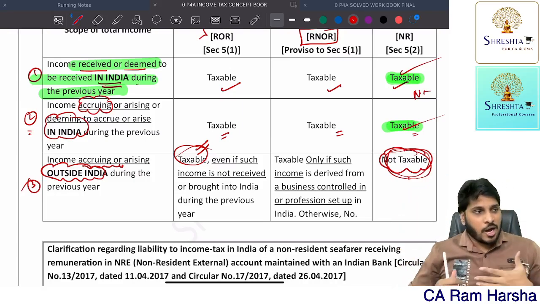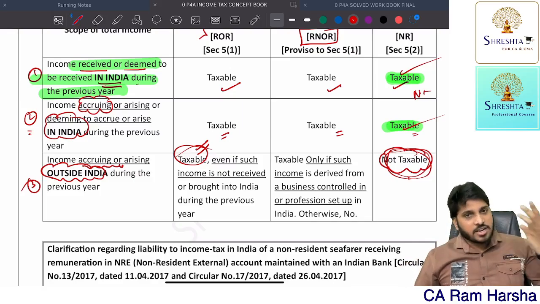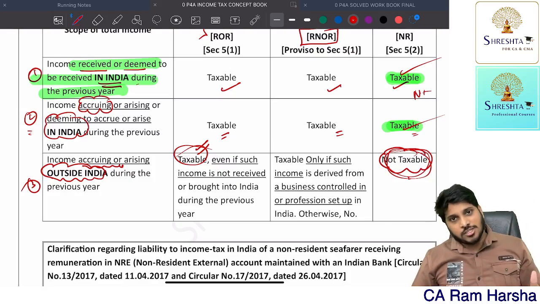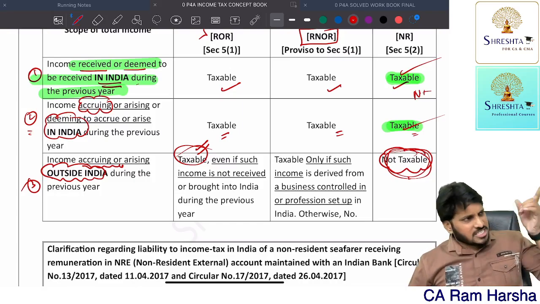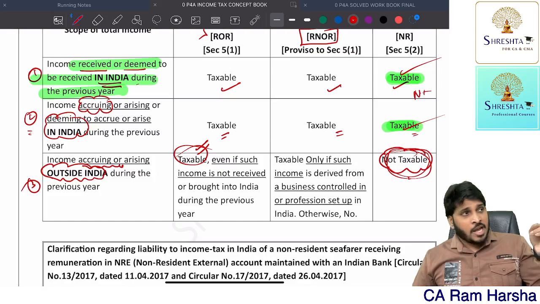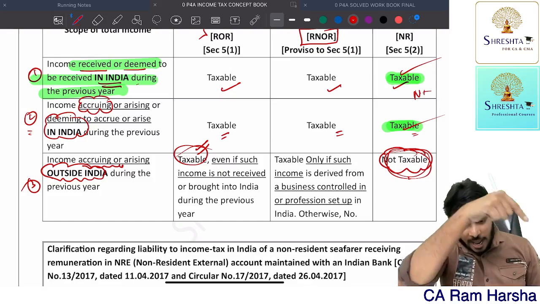Suppose I am a US citizen, settled in the US itself. I am working in a US company. I am earning some monthly $10,000 or $500 or $1,000, whatever. Now just ask him, hey, where are you earning this money? US. Source is outside. Where are you receiving that money? US only. Receipt is also outside. Why the hell would you tax him in India?